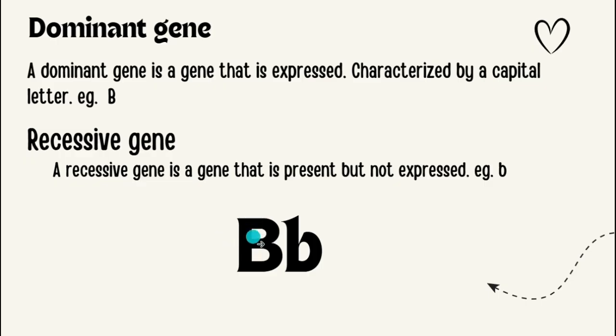So this codes for black hair, this codes for brown hair. I get both of them. What color hair do you think I'm going to have if my parents give me both these two genes? My hair color is going to be black, right? And it's going to be black because it's the dominant gene. It means it overpowers the small b. The small b is not going to be expressed.